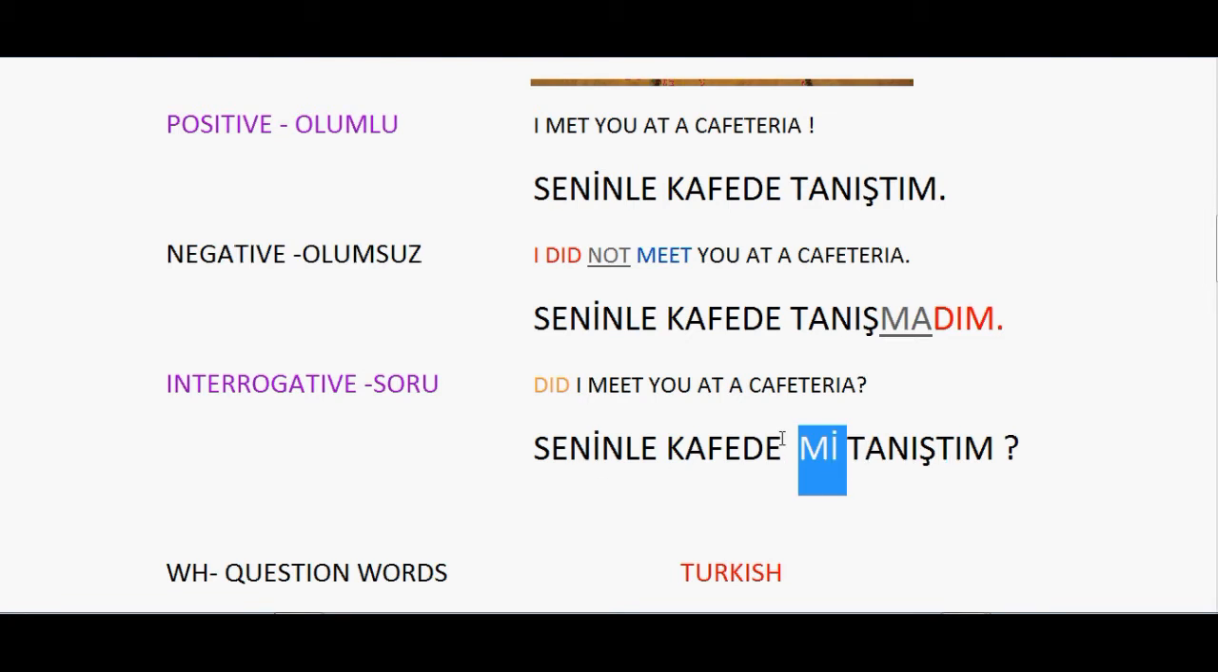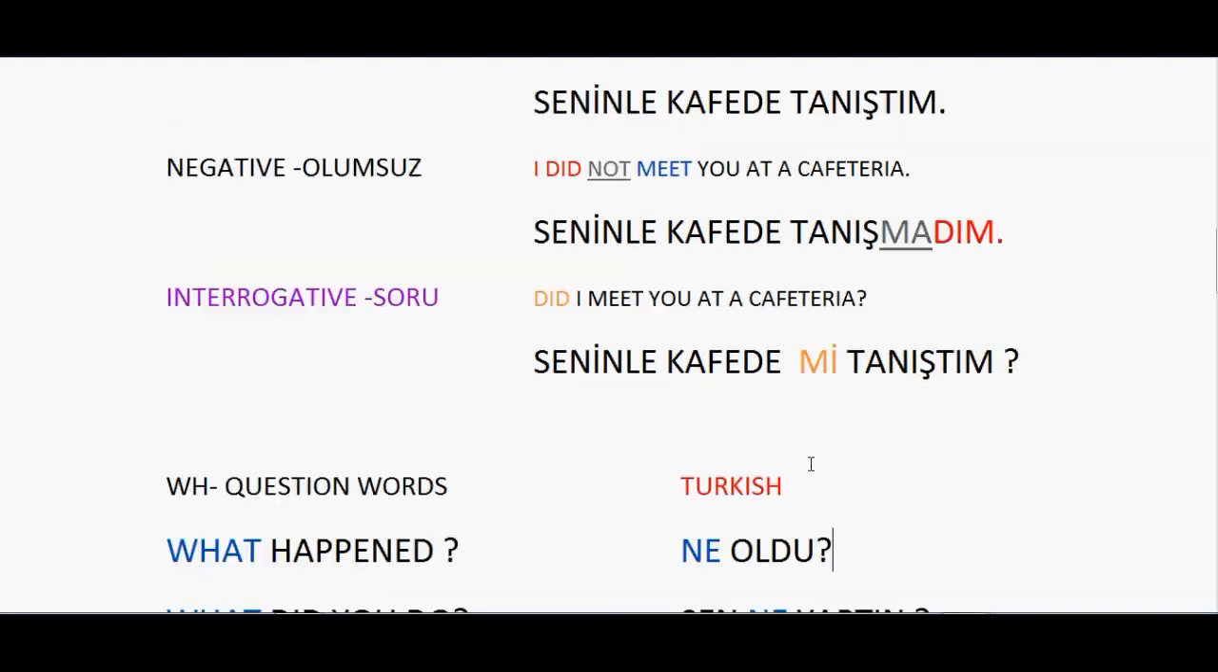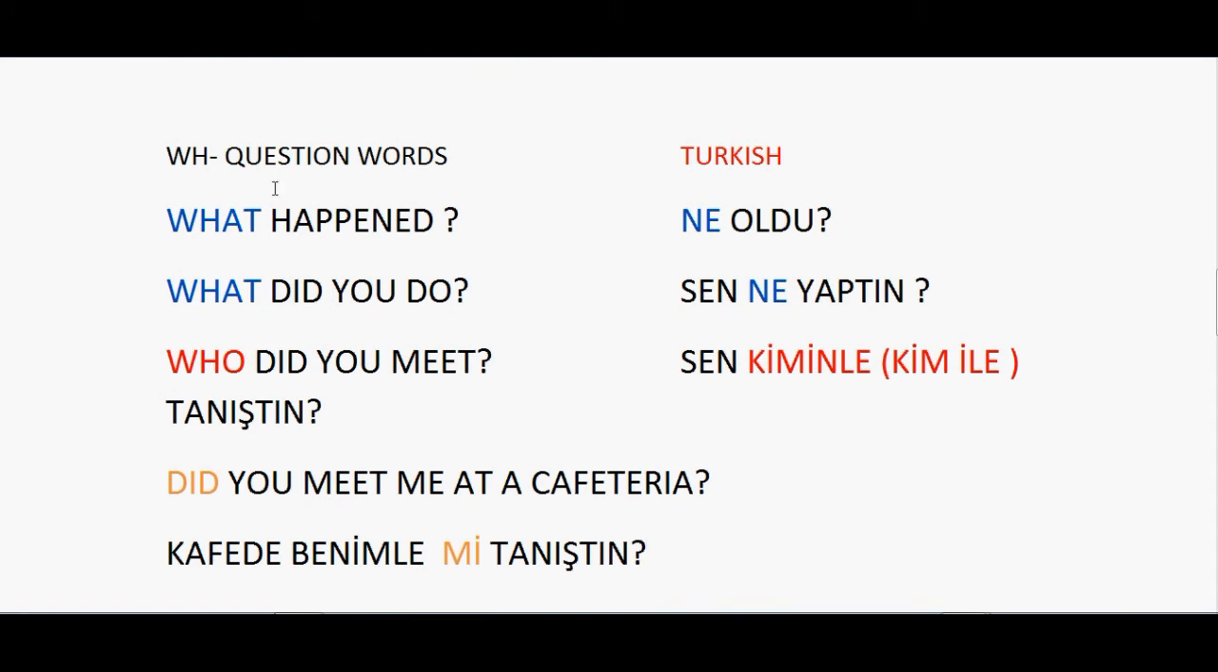Look, it's very tricky, but I can give a very good example here. If we use e at the end of the verb, then after that you should use me. Okay guys, after e letters, most of the time we use the me question word. So seninle kafede mi tanıştım. These are the examples. Let's repeat one more time together. Seninle kafede tanıştım. Seninle kafede tanışmadım. Seninle kafede mi tanıştım?